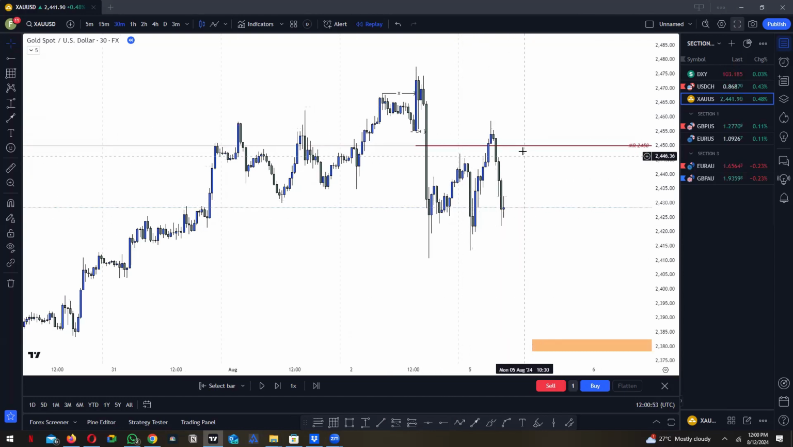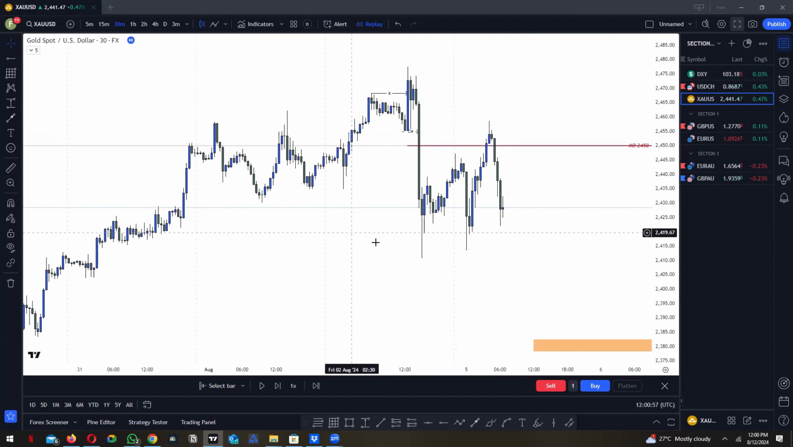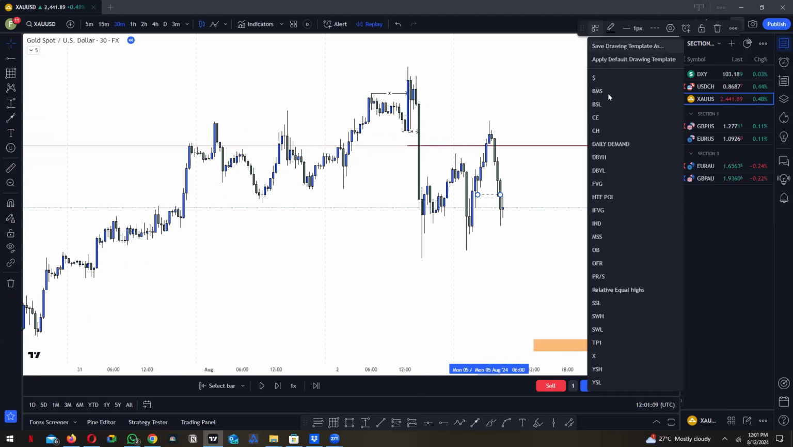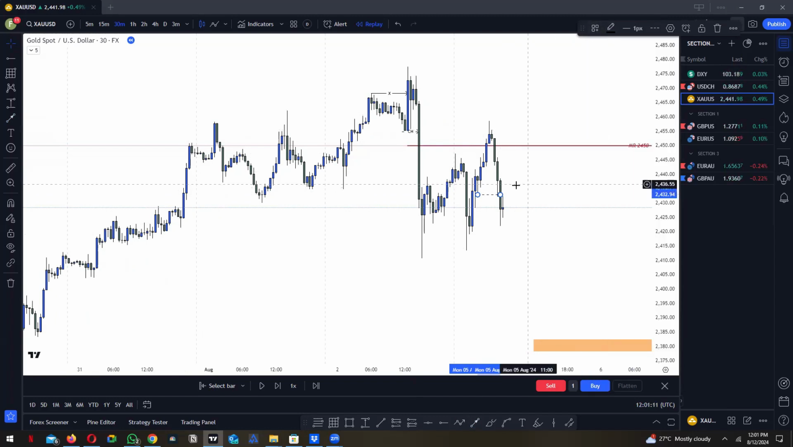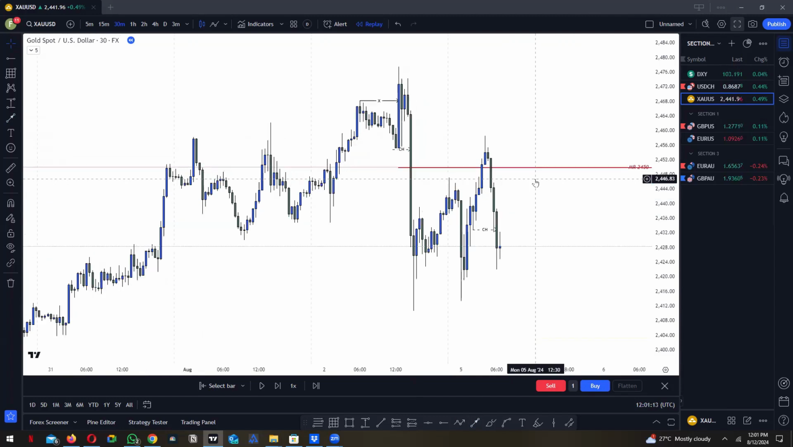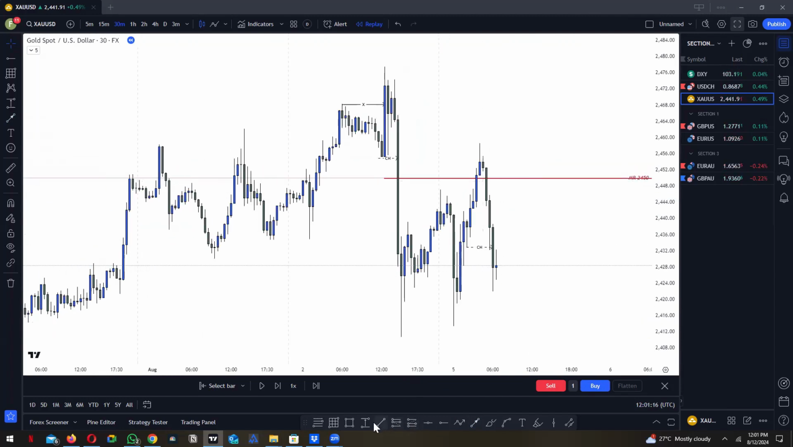So as price comes back to tap into our fair value gap, what do we do next? We wait for confirmations. The confirmation that we actually wait for is price giving us a change in state of delivery, or a market structure shift on a smaller time frame to also take our entry from this particular level here. So what we do next is we actually identify our fair value gaps here. So we have our fair value gap here.